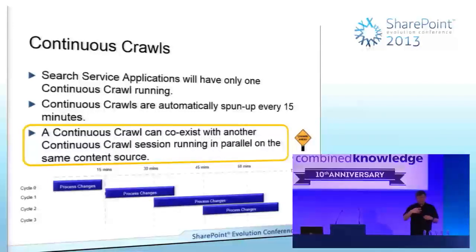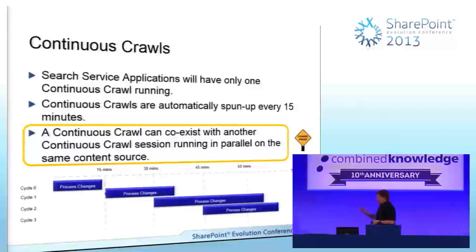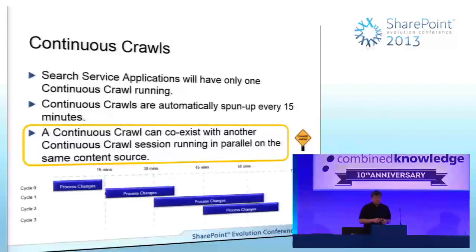So it effectively means that you can potentially add an item to the search index, and it should appear very, very quickly, way, way quicker than it ever could with SharePoint 2010. And you can shrink that cycle, that amount as well. 15 minutes is the default.